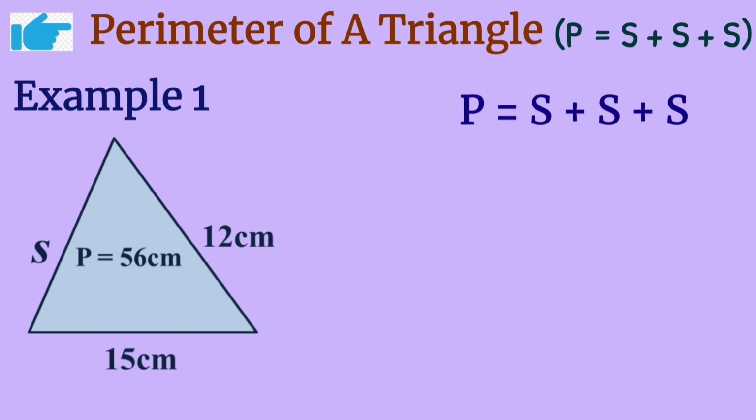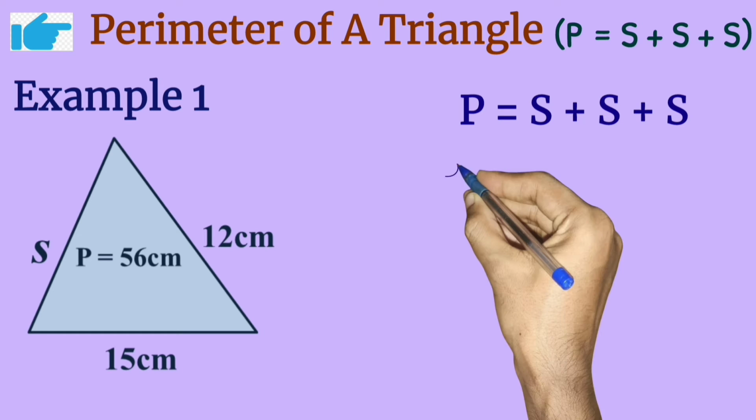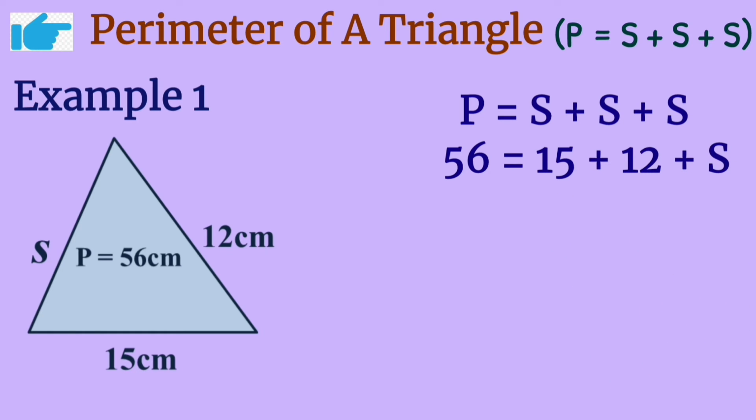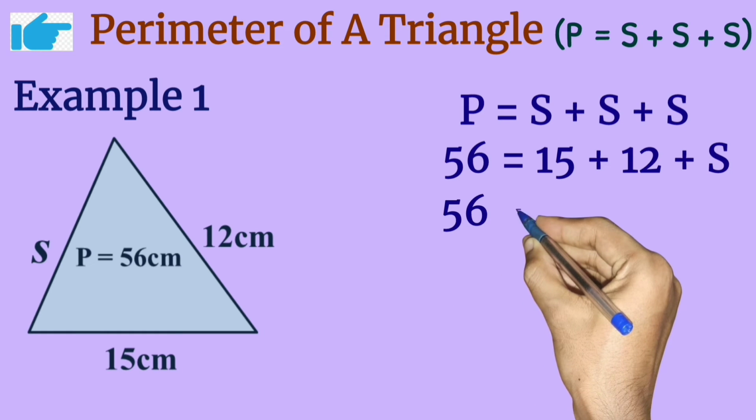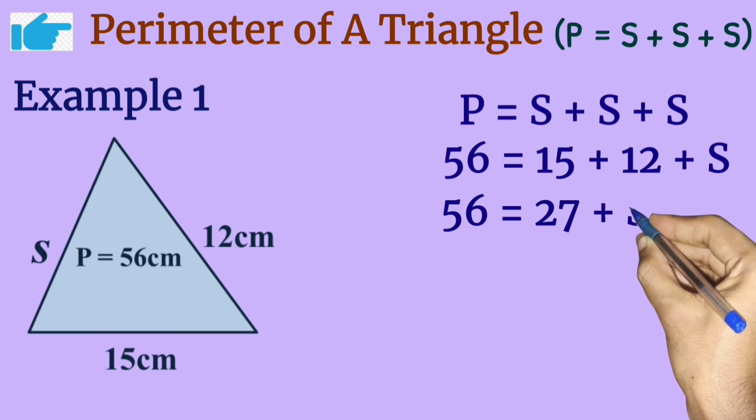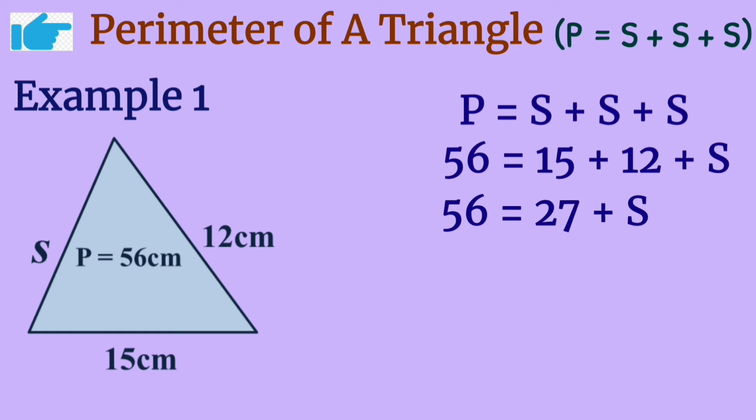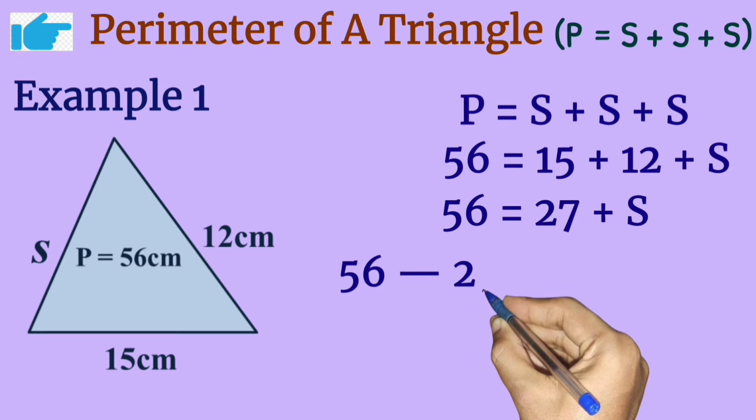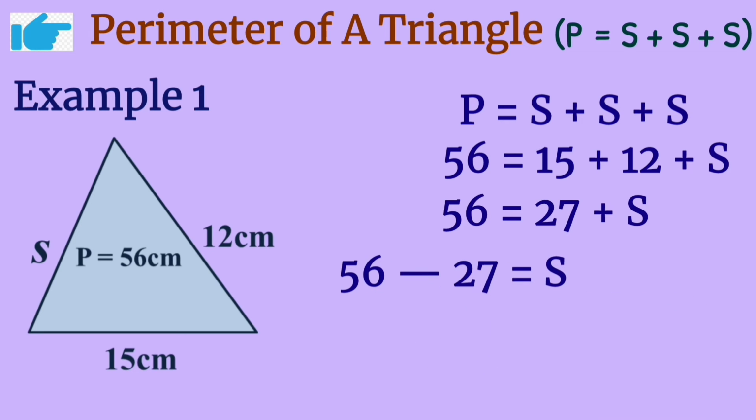When you plug in the value of the perimeter and that of the two sides given, you will have 56 is equal to 15 plus 12 plus x. 15 plus 12 is equal to 27, so 56 will be equal to 27 plus x. To get the value of x, take plus 27 to the left-hand side. When plus 27 crosses the equal sign, it will become minus 27.